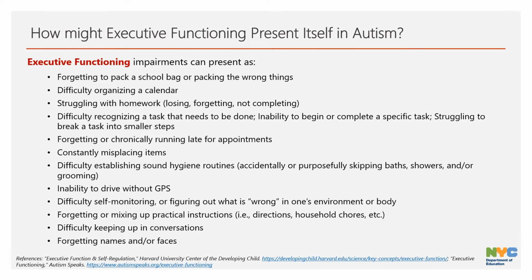How might executive functioning present itself in autism? Executive functioning impairments can present as forgetting to pack a school bag or packing the wrong things, difficulty organizing a calendar, struggling with homework, such as losing, forgetting, or not completing it, difficulty recognizing a task that needs to be done, the inability to begin or complete a specific task, struggling to break a task into smaller steps, forgetting or chronically running late for appointments, constantly misplacing items, difficulty establishing sound hygiene routines, such as accidentally or purposefully skipping baths, showers, or grooming, inability to drive without GPS, difficulty self-monitoring or figuring out what is wrong in one's environment or body, forgetting or mixing up practical instructions, such as directions or household chores, difficulty keeping up in conversations, or forgetting names and/or faces.